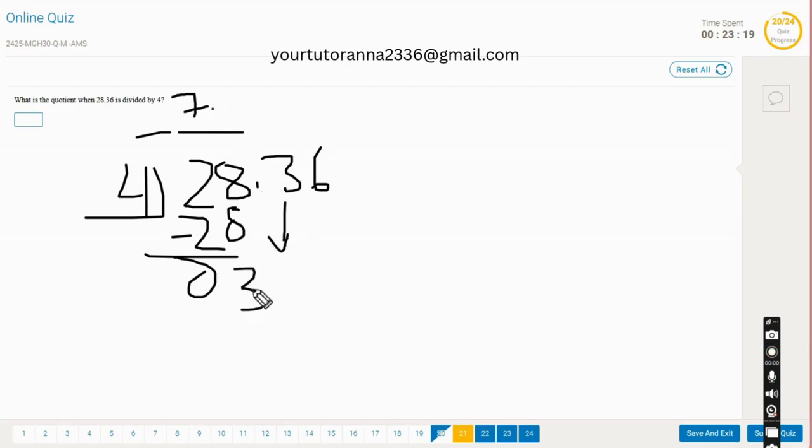And then 3 is less than 4. So it means there is no number in the multiplication of 4 that will give you a closest number to 3. So what we're going to do, to bring this 6 down, you need to put a 0 up. So you'll put a 0 up, you'll put the 6 down. We know that is 9. So that is the answer, 7.09.